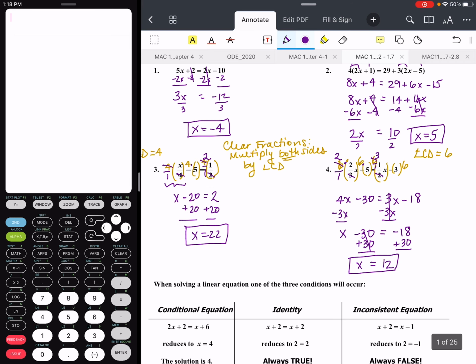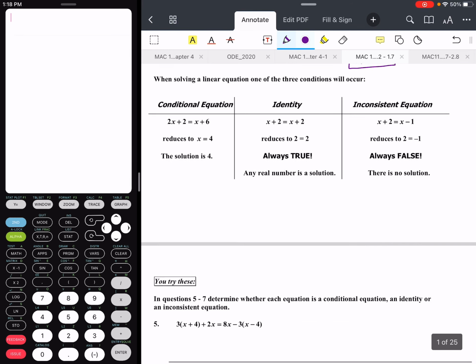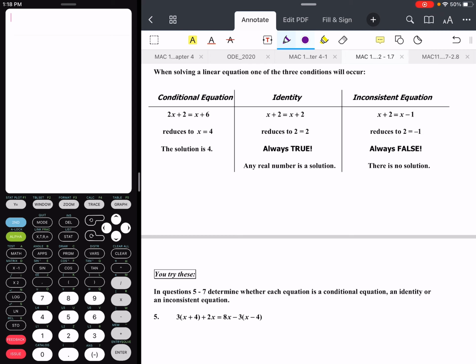Those 4 examples that we just saw are examples of what are called conditional equations. This is the type of linear equation that we're most familiar with. We solve a conditional equation like 2x plus 2 equals x plus 6, for example. Subtracting x from both sides and subtracting 2 from both sides gives us our solution, x equals 4. The original equation is true conditional on x equaling 4, right? It's true as long as x equals 4.